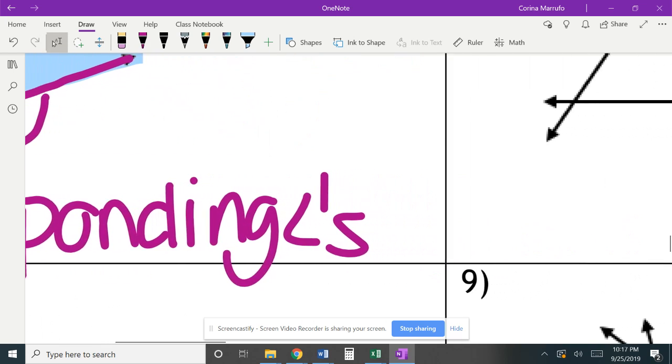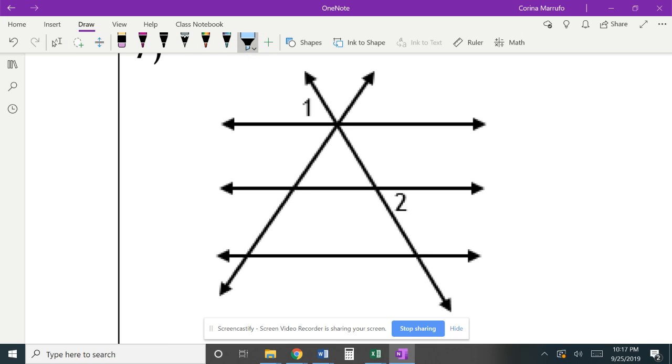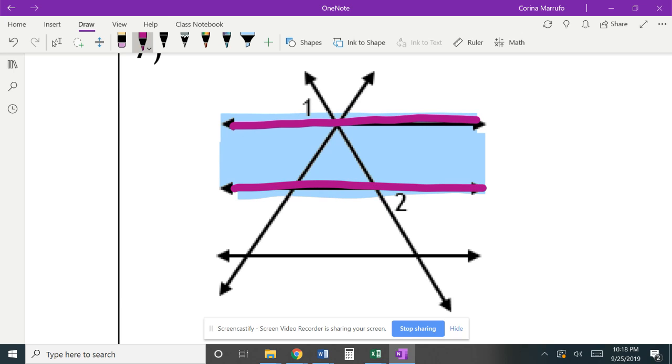All right, the next one. So on here, I take a look at angle 1 and angle 2. Once again, I am going to highlight in between the lines. And then we have to ignore all the other lines. So we're going to look at our two parallel lines. So we're just looking at these two parallel lines and this transversal. So I know it's kind of hard, but we have to ignore the other transversal.